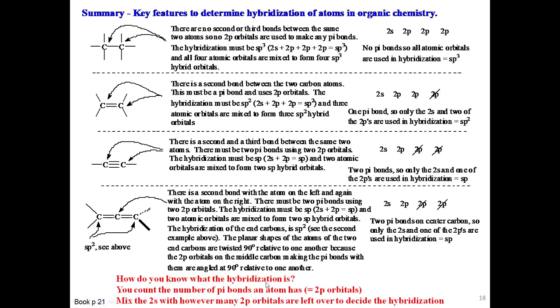So how do you know what the hybridization is? Okay, you count the number of pi bonds that an atom has. Say in this case 1, and in this case 2. Okay, and those are using p orbitals. And then you mix the 2s with however many 2p orbitals are left over. So in this case, there would be 2 p orbitals left over, so this would be sp2. But in this case, there would only be 1 p orbital left over, so this would be sp.